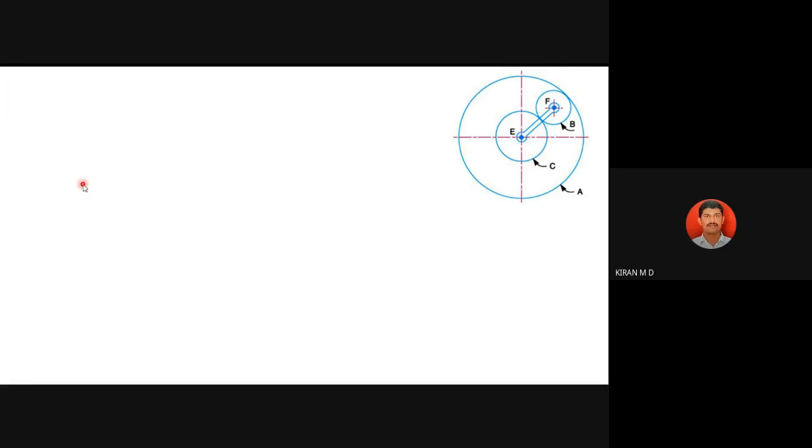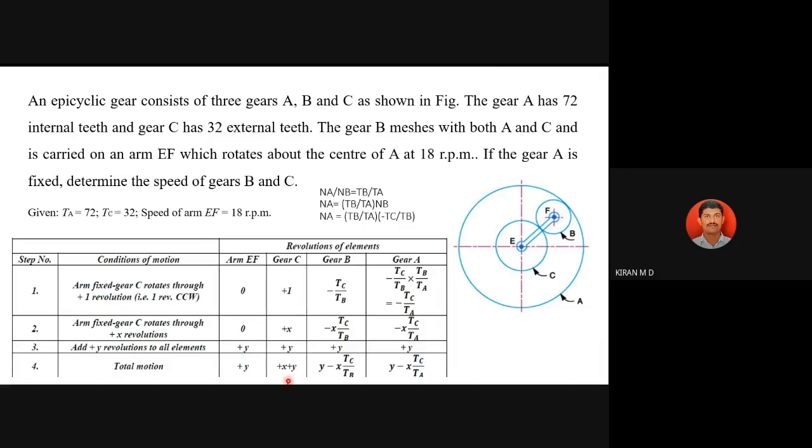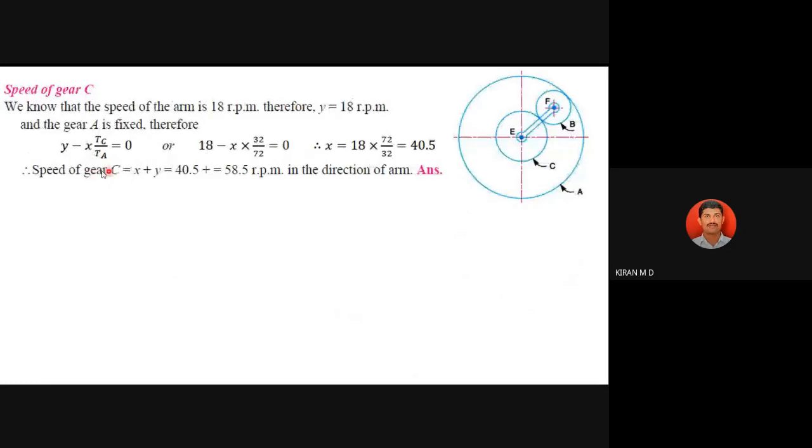Then from this table, the speed of gear C is equal to x plus y. So you add: the speed of gear C is equal to x plus y, 40.5 plus 18, that is equal to 58.5 RPM in the direction of the arm. It means plus only. We are going to consider plus only. Is it clear? Yes, sir.